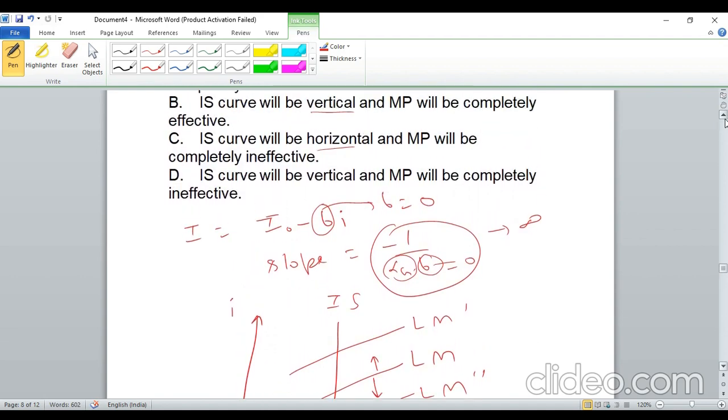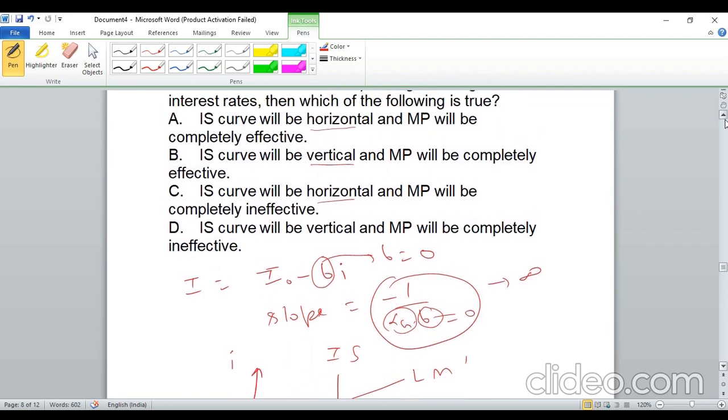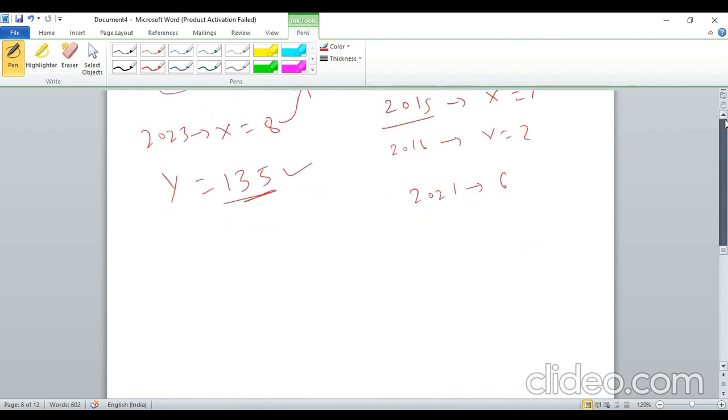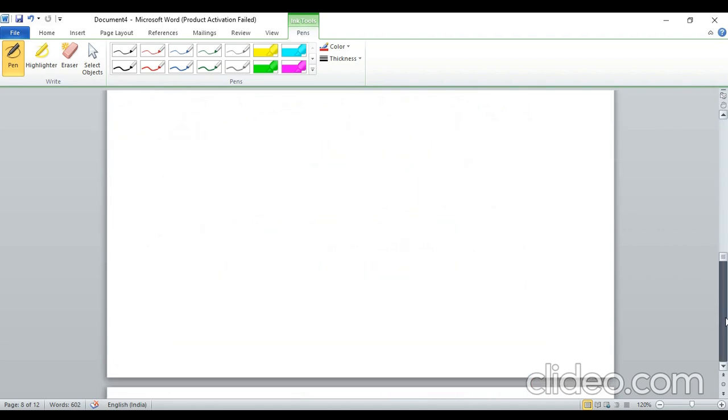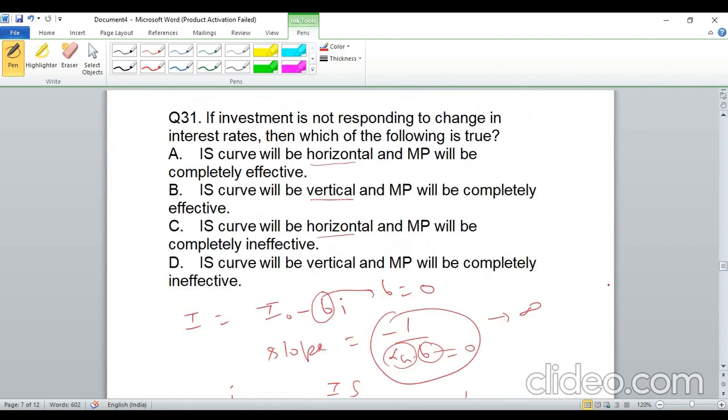According to us, the IS curve should be vertical firstly, and then monetary policy should be completely ineffective. So not this option. Yes, this one: IS curve will be vertical and MP will be completely ineffective. So this should be the answer.